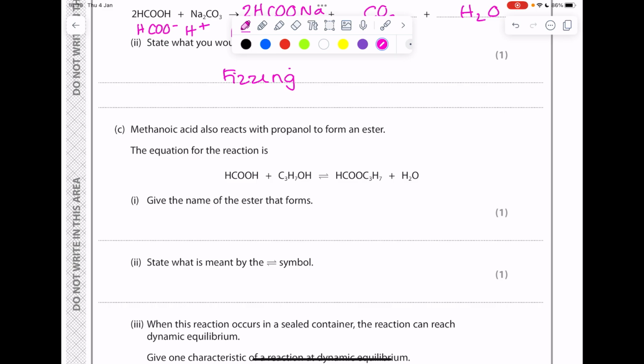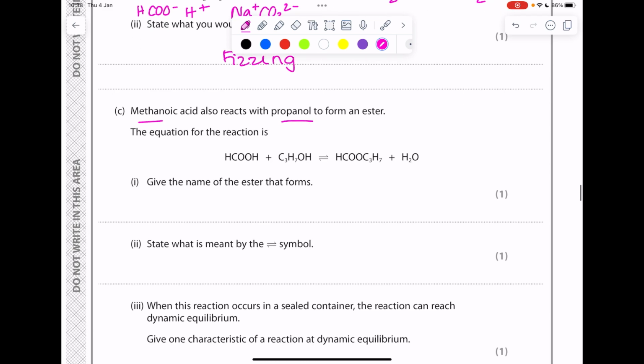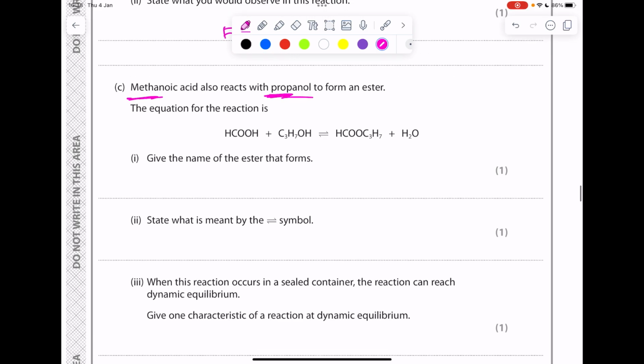Methanoic acid also reacts with propanol to form an ester. Give the name of the ester that forms. So the ester's name, first bit comes from the alcohol, so prop. Second bit comes from the carboxylic acid. So it is propyl methanoate.